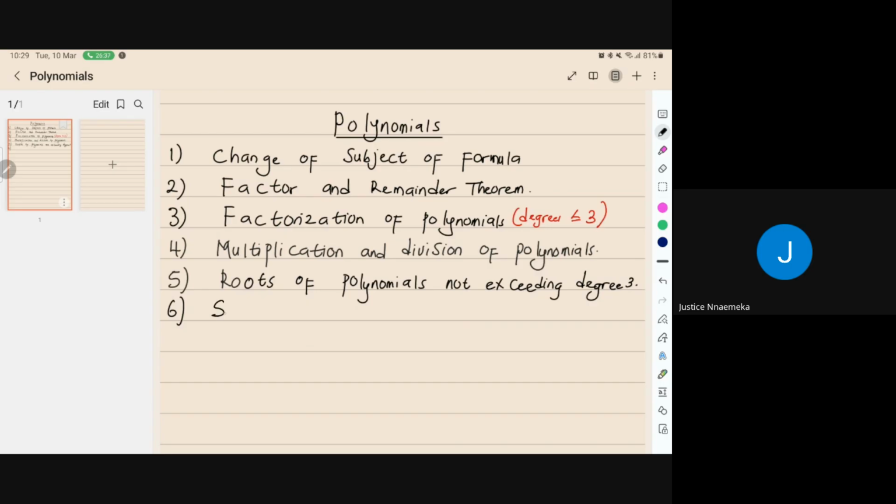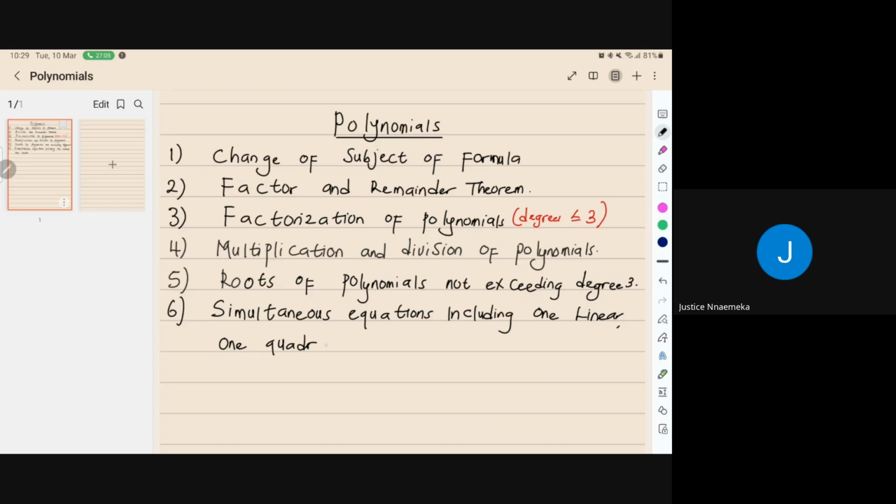It is simultaneous equations. In your junior secondary school, they taught you simultaneous equations for linear equations in particular, where you use your elimination method or substitution method. But this time around, it's simultaneous equations including one linear equation. You know what a linear equation is, right? One linear and one quadratic.